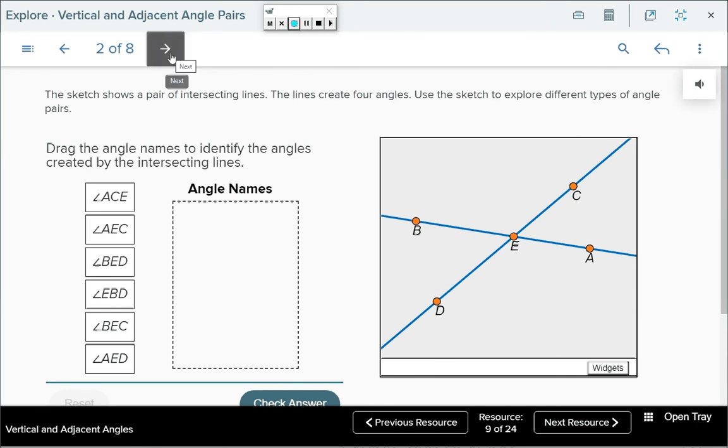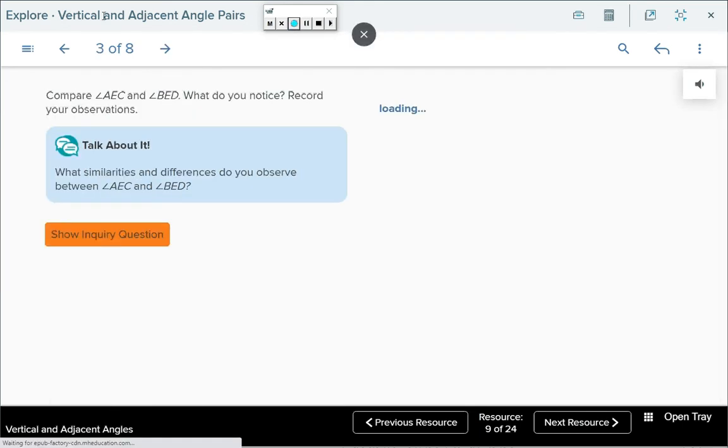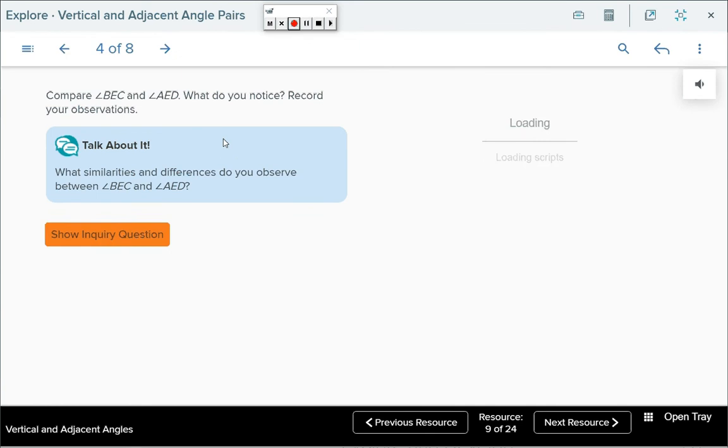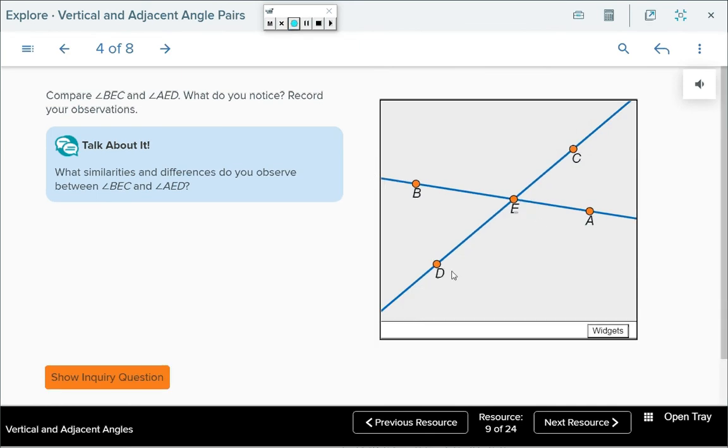So when I have vertical angles, if I had a measure for angle BEC, let's say it was 120 degrees, remember what I just said about vertical angles. They are the same measure on opposite sides of an intersection. So if this is 120 degrees, what would this be? 120 degrees. If this was 60 degrees, what would this be? 60 degrees. Okay, good. Compare angle AEC and BED. They are the same measure. BEC and AED are also the same measure.